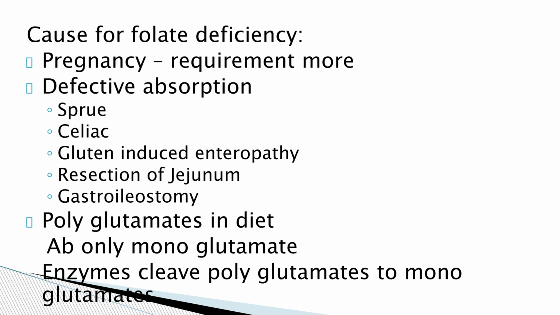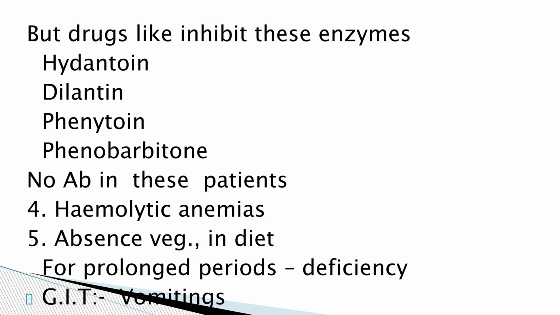Causes for folate deficiency include increased requirements, such as during pregnancy. Defective absorption can result from sprue, celiac disease, gluten-induced enteropathy, resection of the jejunum, or gastroileostomy. Also, dietary polyglutamates must be cleaved by enzymes to monoglutamates for absorption. Certain drugs like hydantoin, dilantin, phenytoin, and phenobarbital can inhibit the enzymes that cleave polyglutamates, causing absorption issues.